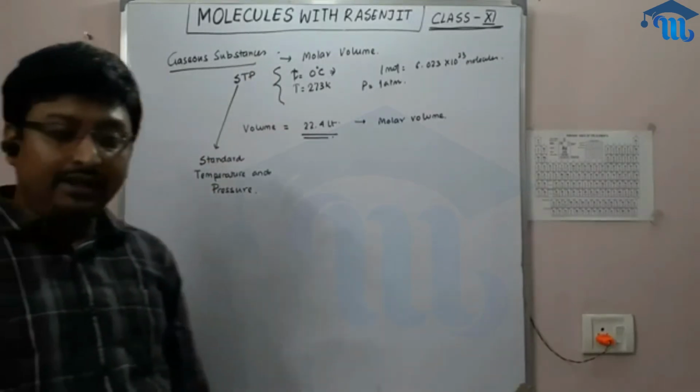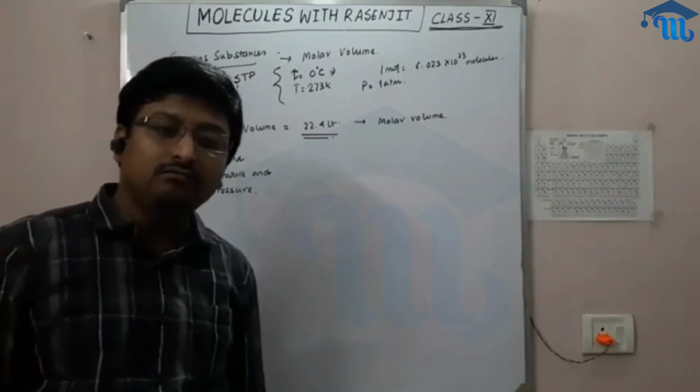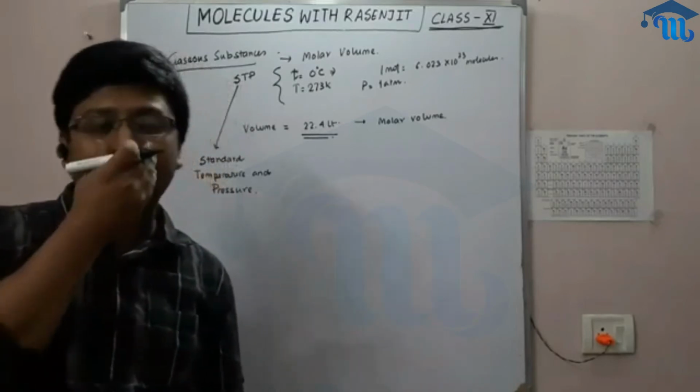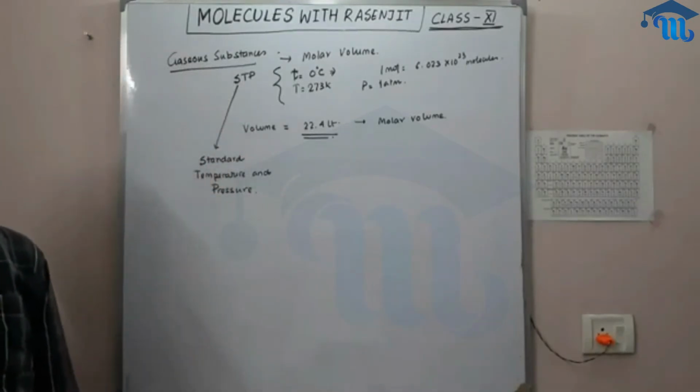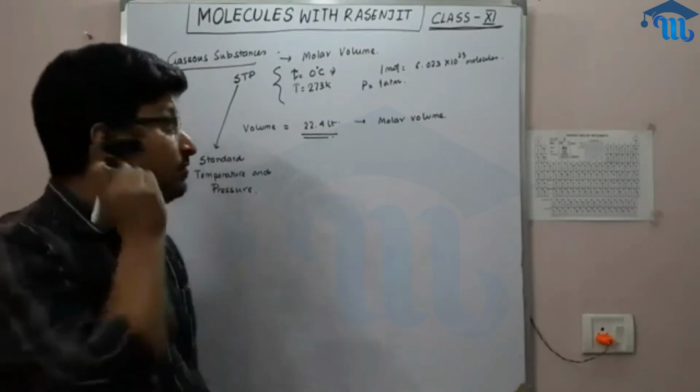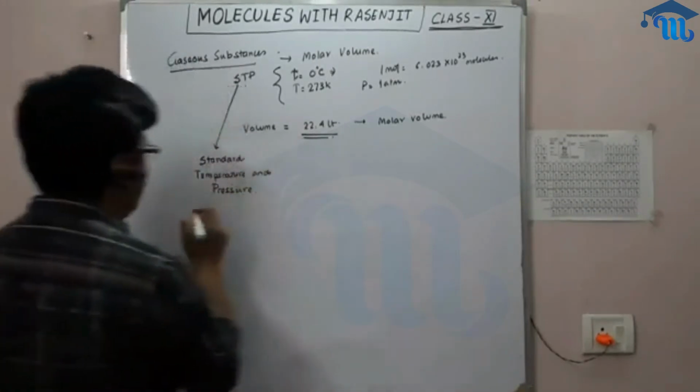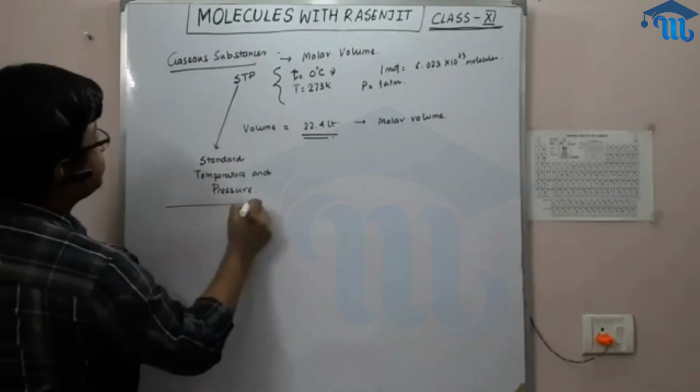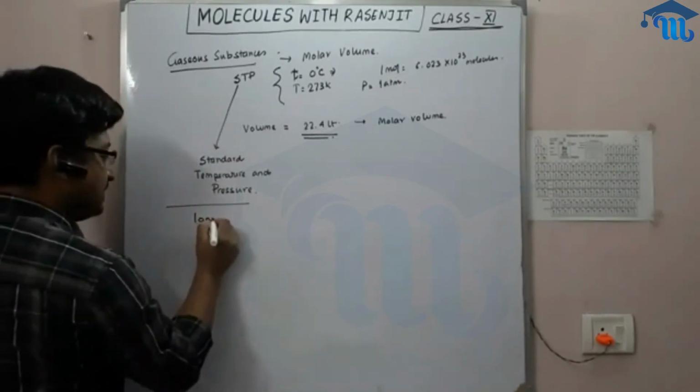Now, let's say if I talk about ions. In case of ions, you have what? Let's write it here. Ionic substances.